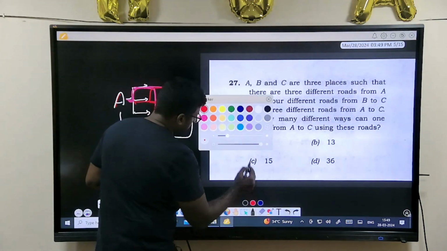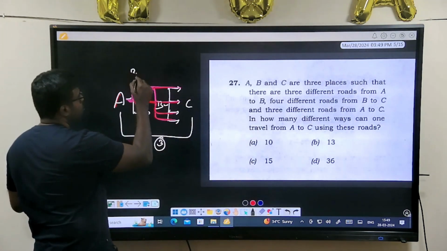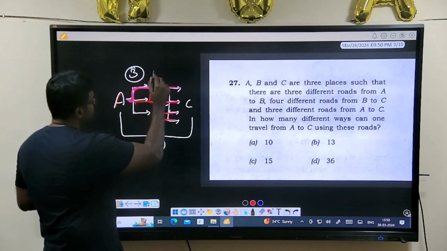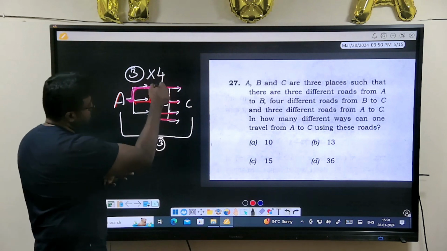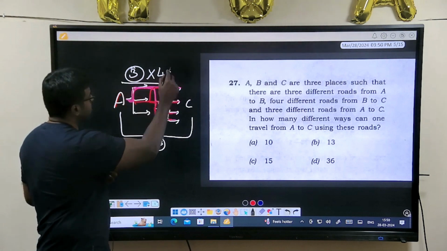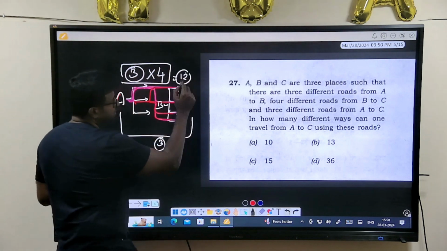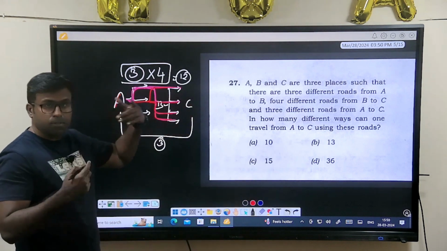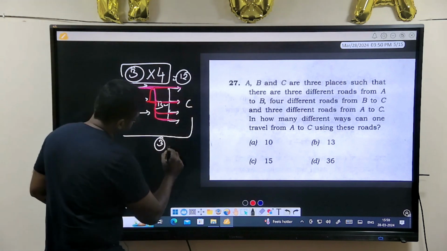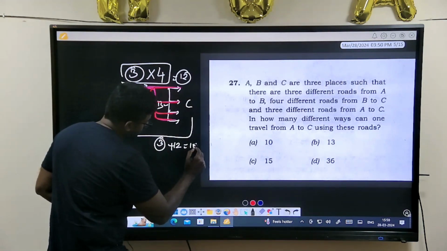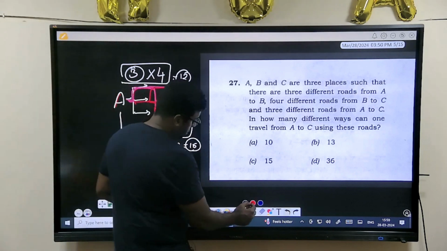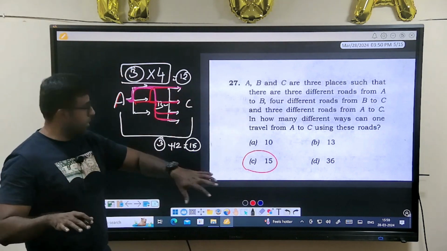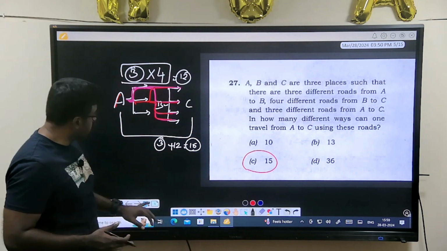That means the person can take any of these three routes, and then any of the four routes. So that's actually 12. But they are asking for A to C. So from here to C, how many possible routes? 12 plus, see here, 3. So this is actually 15. So the answer is 15. It's basically what kind of route you take and the combination you take. That's what gives the number 12.